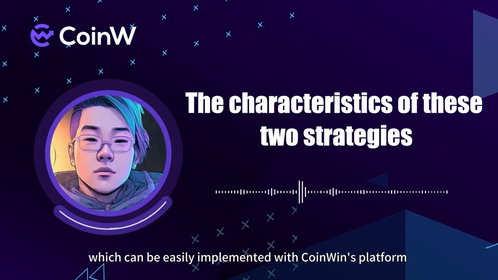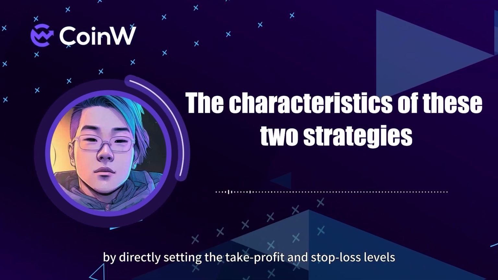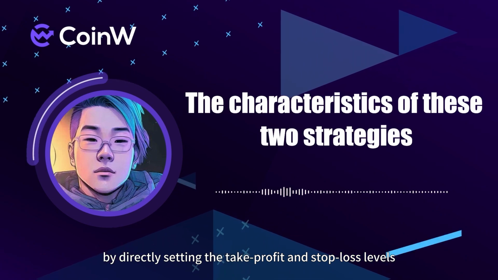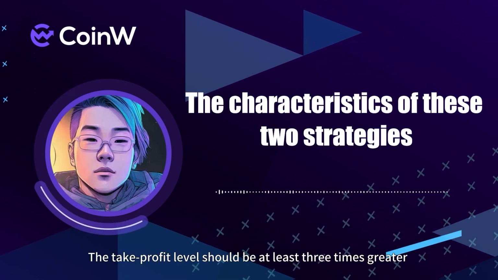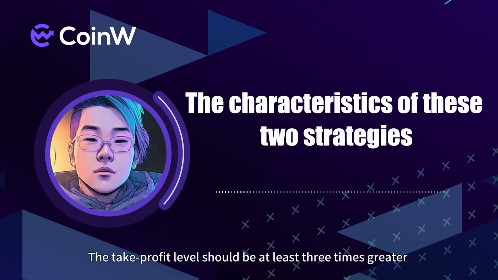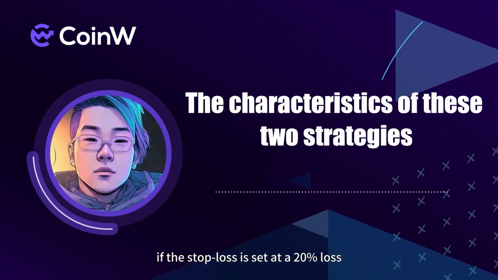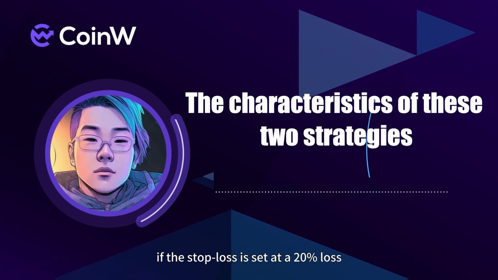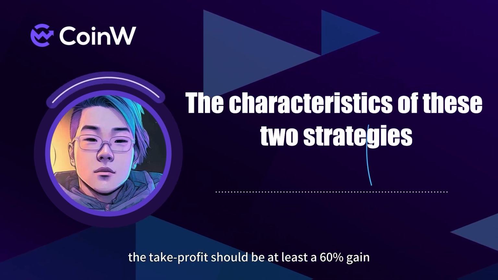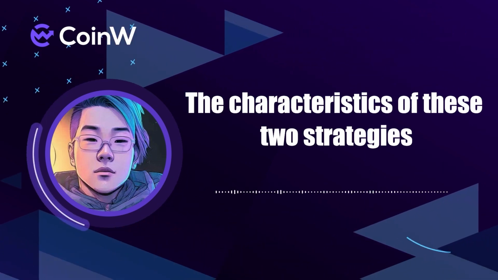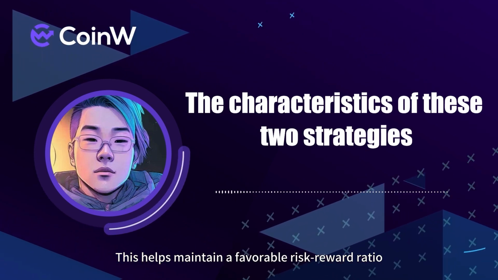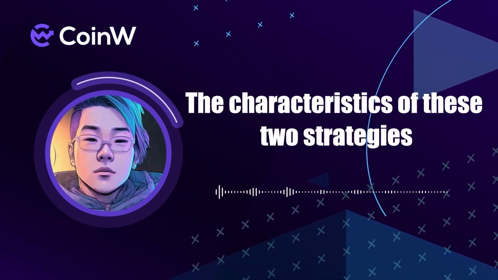Which can be easily implemented with CoinWin's platform by directly setting the take-profit and stop-loss levels. The take-profit level should be at least 3 times greater than the stop-loss level. For example, if the stop-loss is set at a 20% loss, the take-profit should be at least a 60% gain. This helps maintain a favorable risk-reward ratio.